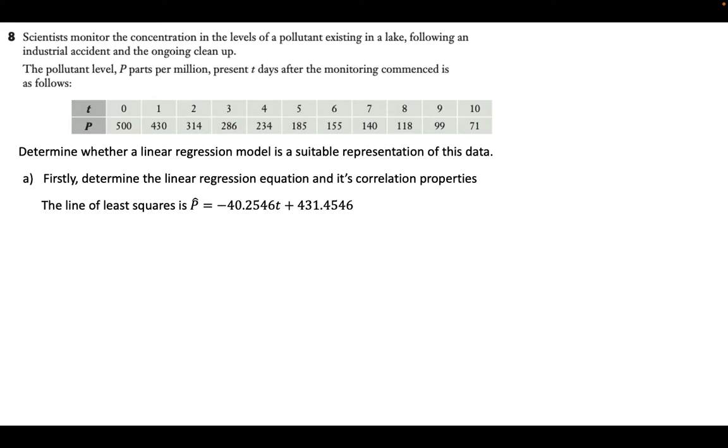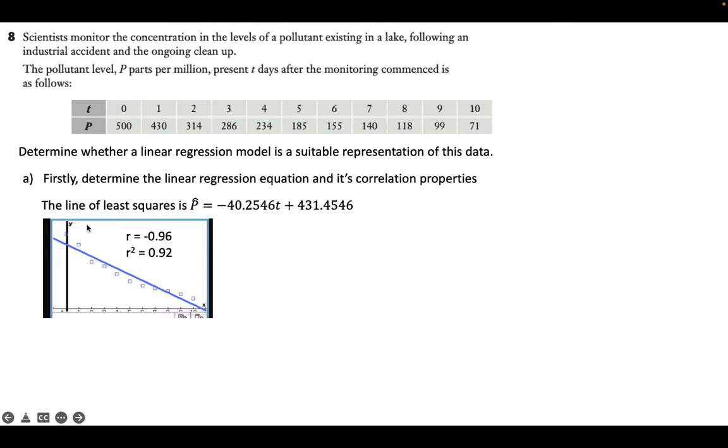So the line of least squares for this, if you did a linear regression analysis of this data, would be p hat equals minus 40.2546t plus 431.4546. Remember, in questions where there's a context or an assigned value other than x and y for the variables, you should use those accordingly in your equation. So don't use y and x here, use p and t.